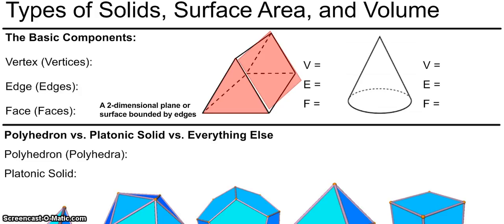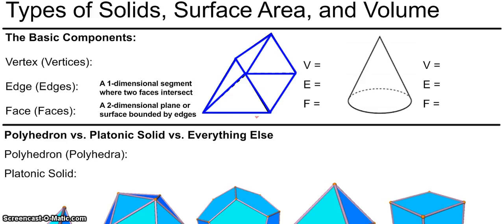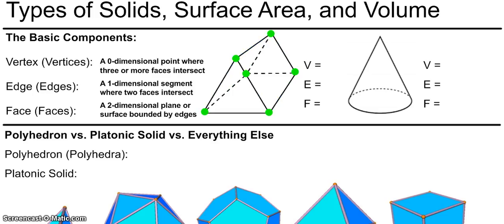The faces on the solid to the right are shaded in red. An edge is a one-dimensional segment where two faces intersect. The edges on the solid to the right are colored in blue. A vertex is a zero-dimensional point where three or more faces intersect. The vertices in the solid to the right are colored in green.